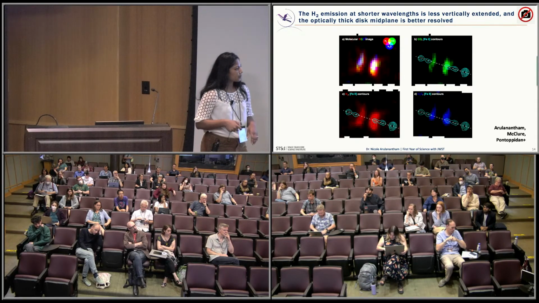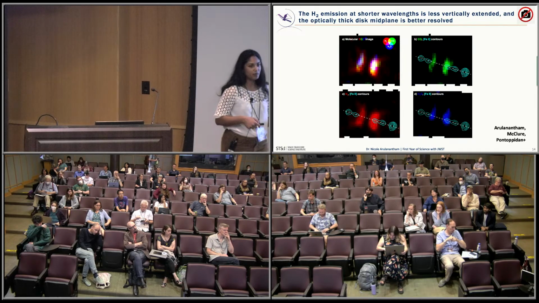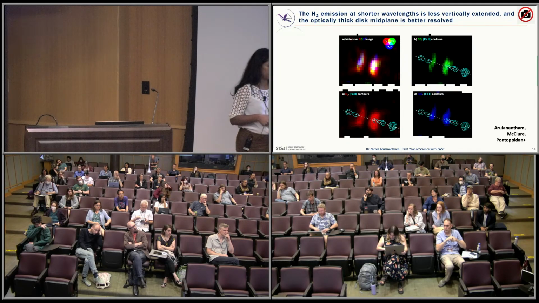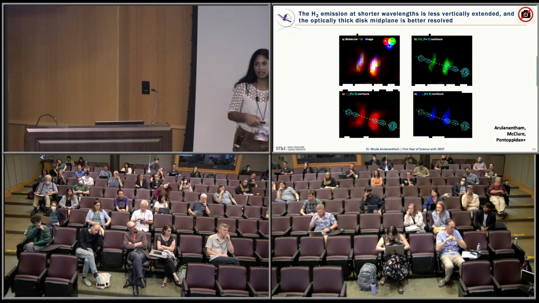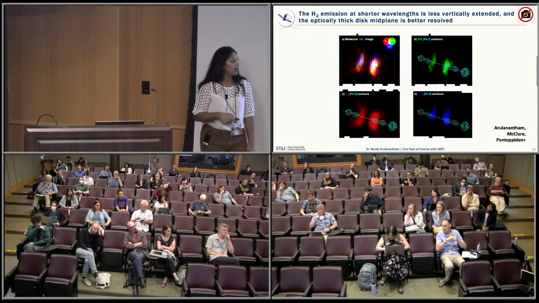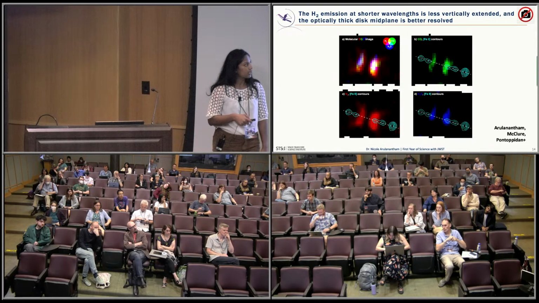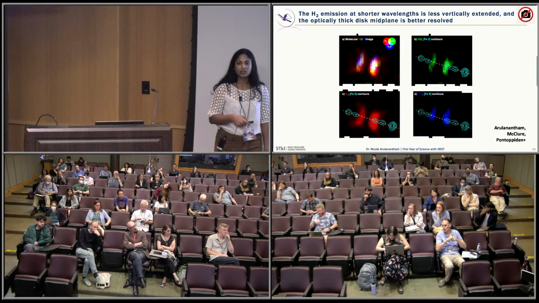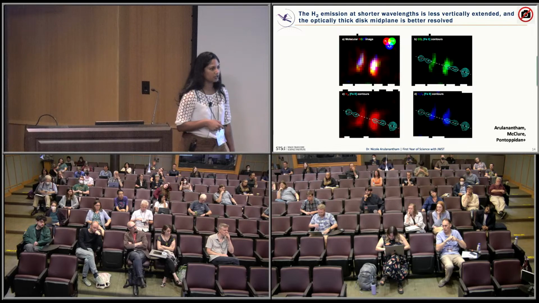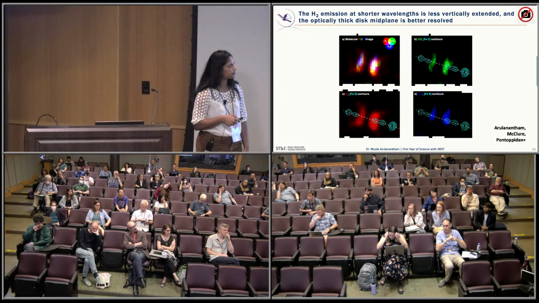And over here in red, we're looking at the H2 emission from the S7 transition. And so we can see that we're not seeing as much of the spatially extended H2 emission at these shorter wavelengths. You'll also notice that it looks like the dark midplane of the disk is better resolved, but again, this is just because the pixel scale is so much smaller in channel 1 compared to channel 3.